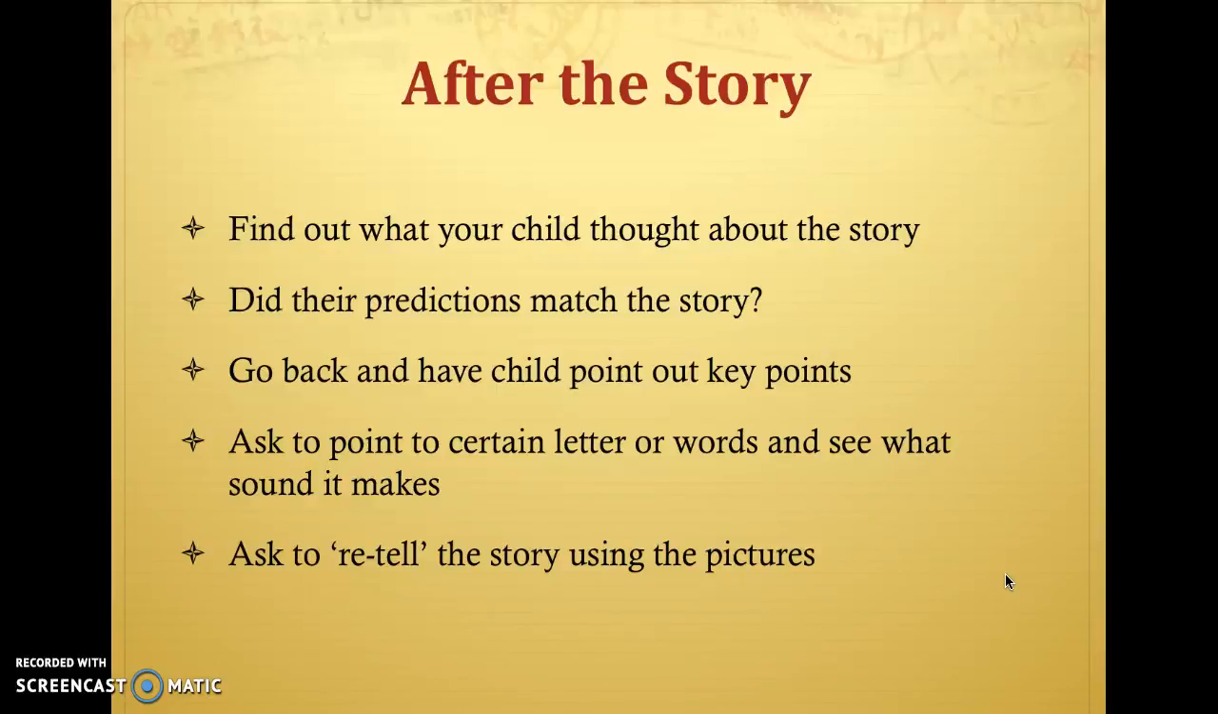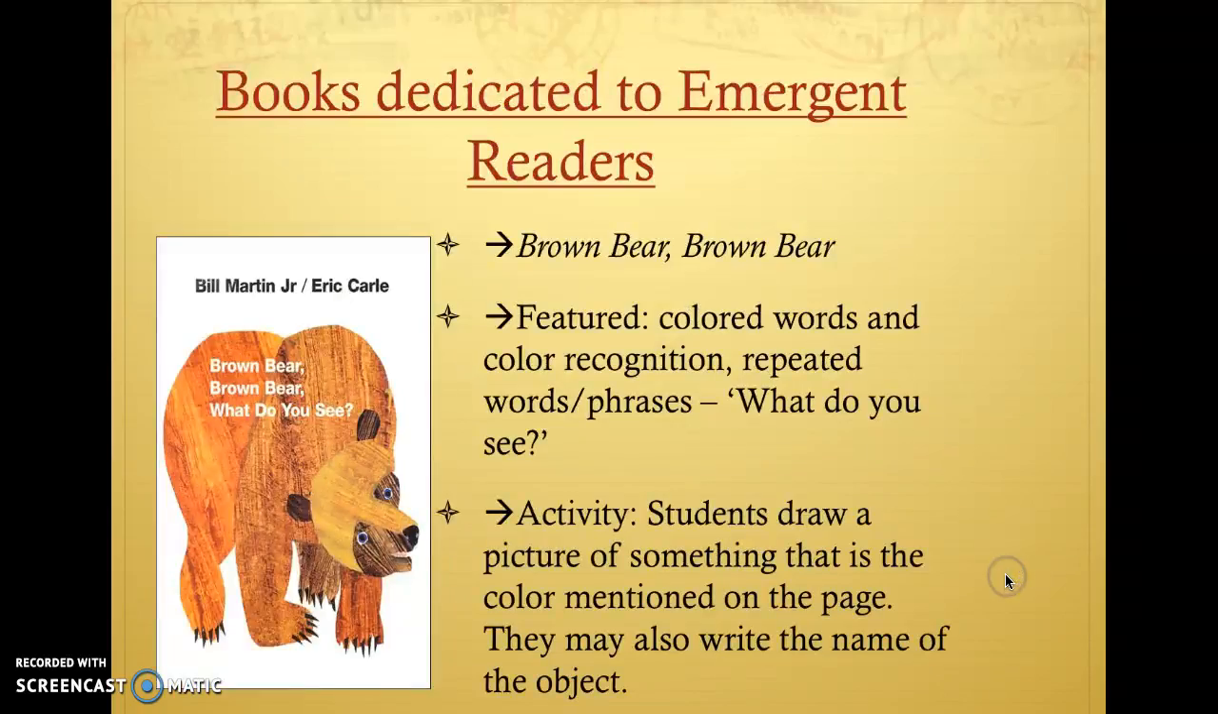After you've read the story, ask the child, what did they think? What kinds of predictions can they make? And then talking about, did their predictions match the story at the end? Having the child identify key points of the story and finding those through the illustrations. And then just asking them to find certain letters or words and see if they point to a letter. You read the word and then see if they can identify that sound. And then asking the child to retell the story using pictures.